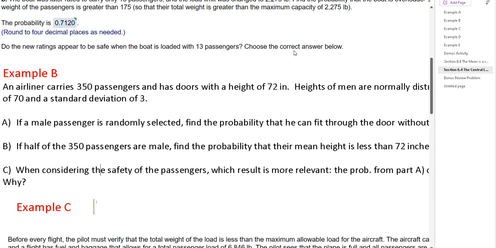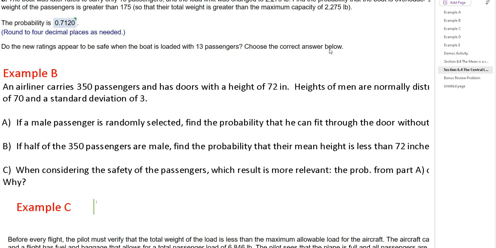I've got to vote for B. Okay. Thank you, Heather. Any other votes? B works for me. Now, let's think about it. Who's going through that door? Is it the average of 175 men, or is it one person at a time as individuals? One person at a time as individuals.